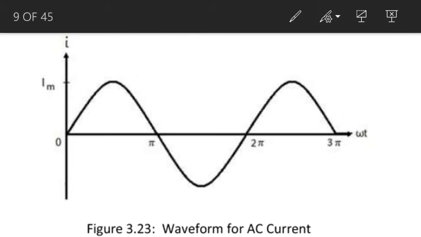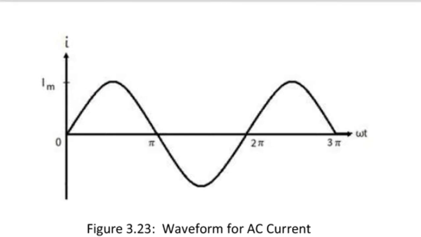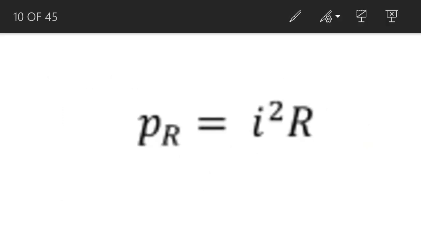So we consider the waveform for the AC current in the resistor. This is the waveform for the AC current in this particular resistor. The maximum value of this current is represented by Im, and this maximum value is also known as the peak value of the AC current. Now we are going to find out the power which is consumed by the resistor. So the power which is consumed by the resistor is equal to I square R.